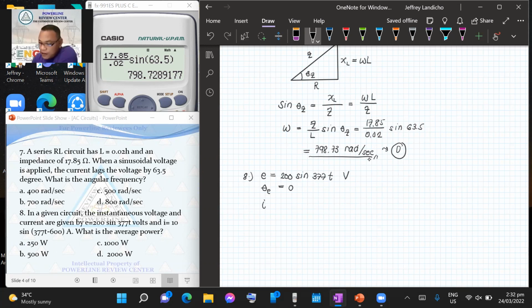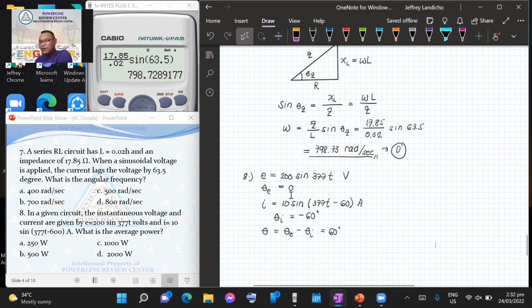Now, the circulating current in the given circuit has an equation of what? 10 sine 377t minus 60 degrees ampere. So we have clearly identified that the phase angle of your current is at what? Negative 60. So by merely looking at their phase angle, makukuha natin that the phase angle between this voltage and current in this circuit, lumalabas, that is at what? 60. Okay? So obviously, the voltage is at 0, wherein the current is at what?